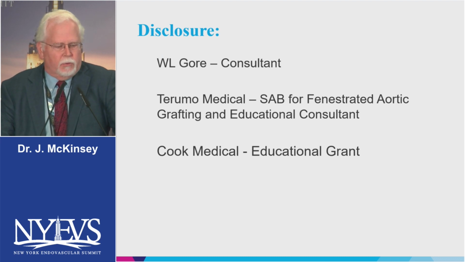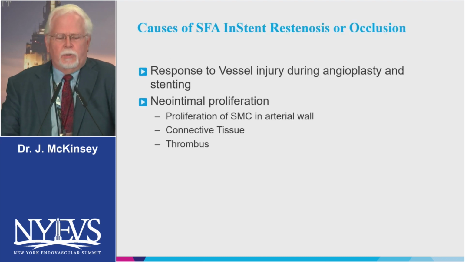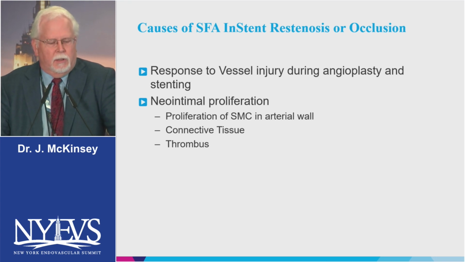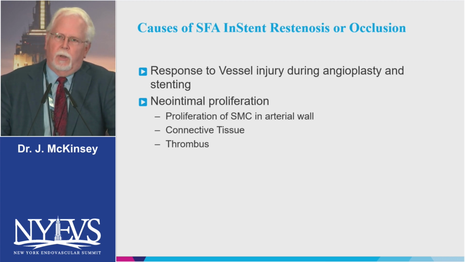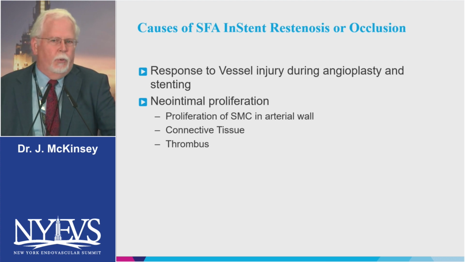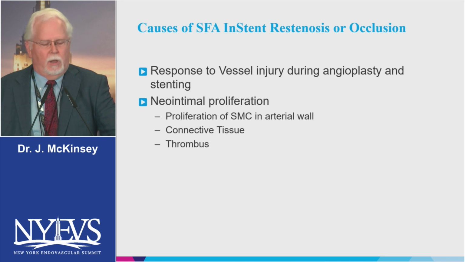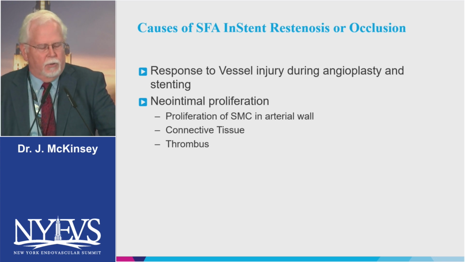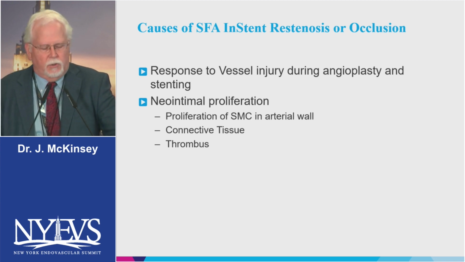These are my disclosures. And basically, what's the cause of in-stent restenosis? Obviously, it's a response to vessel injury during angioplasty and stenting, neointimal proliferation, and that's smooth muscle cells, but also connective tissue. And the one thing that I've been kind of surprised by when you get these long 200 millimeter, 20 centimeter lesions and greater, there's thrombus mixed in too, because you have areas of focal stenosis within the areas of in-stent restenosis that, when it occludes, you have some thrombus as well. It's not just one pure piece of intimal hyperplasia per se.